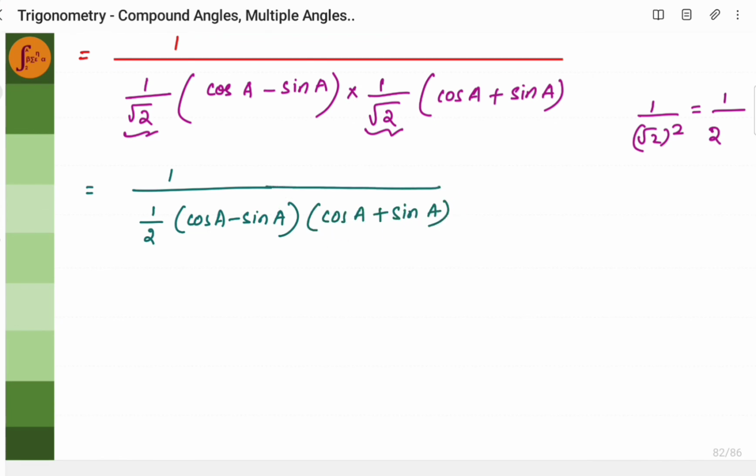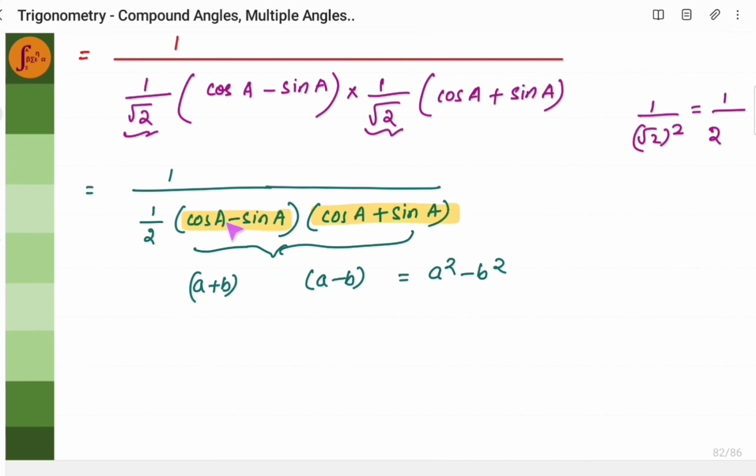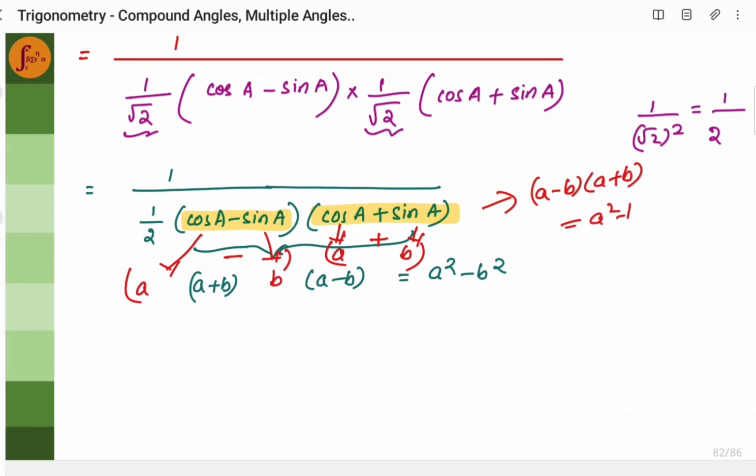Now if you carefully notice this, in algebra we have this form: a plus b into a minus b is equal to a square minus b square. Now if you notice this expression, cos a is like a, sin a is like b, we have a minus b, again cos a is a, sin a is b, and a plus b. So we have a minus b and a plus b combination. This is of the form a minus b into a plus b, which should be equal to a square minus b square.